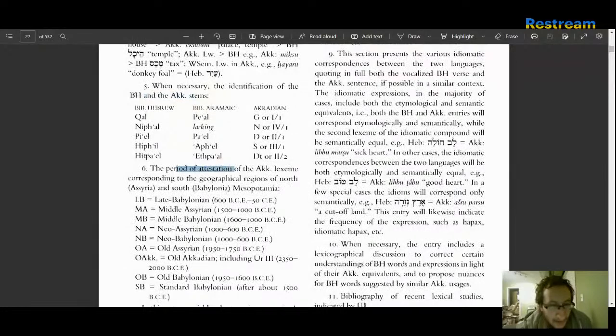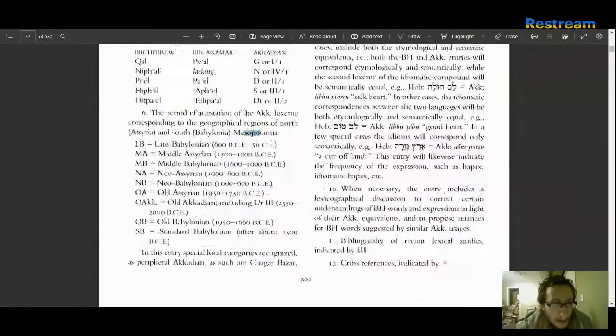The period of attestation of the Akkadian lexeme corresponding to the geographical regions of North Syria and South Babylonia or South Mesopotamia. So North and South Mesopotamia. North Mesopotamia is Assyria, South Mesopotamia is Babylonia. So this gives you an idea of the time period we're talking about with these terms. So Late Babylonian, 600 BC to 50 AD. So basically the Babylonian exile and after.